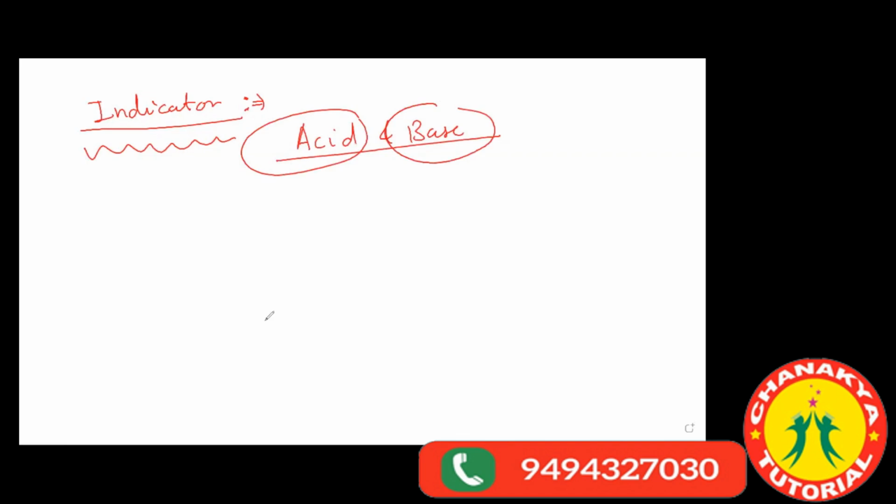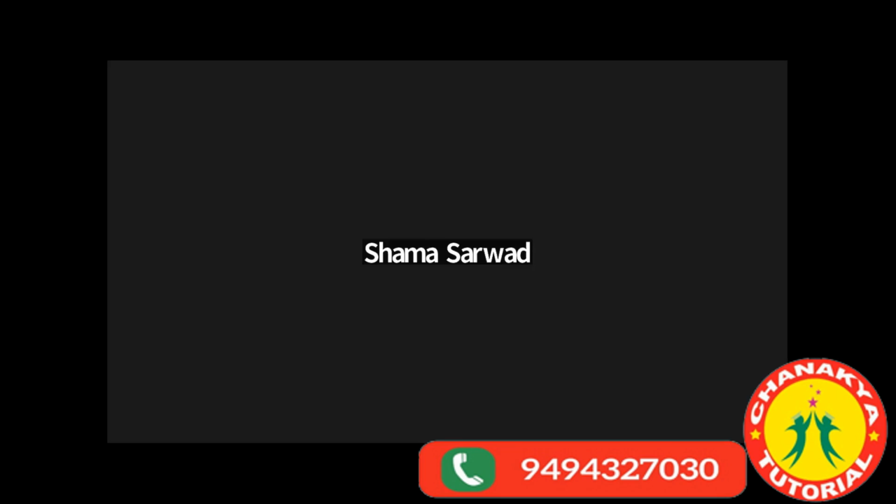So in this case, what is the indicator in the case of acid and base? This indicator is a substance which can distinguish between acid and base. It can show whether the substance you have is acidic or basic, right? So what do you mean by indicator? An indicator is a substance which can distinguish between acid and base. So here the definition is given. Please note it down. I'll just highlight it.